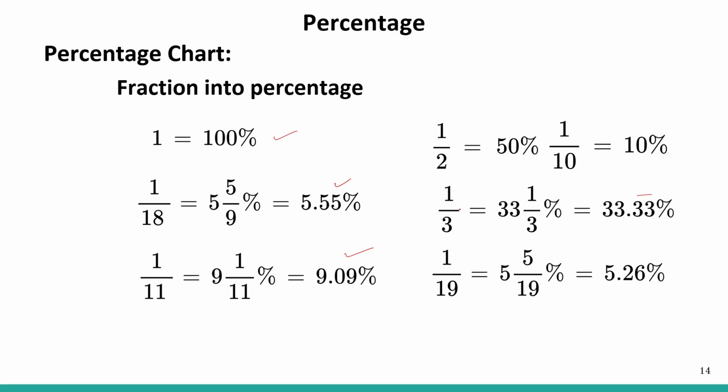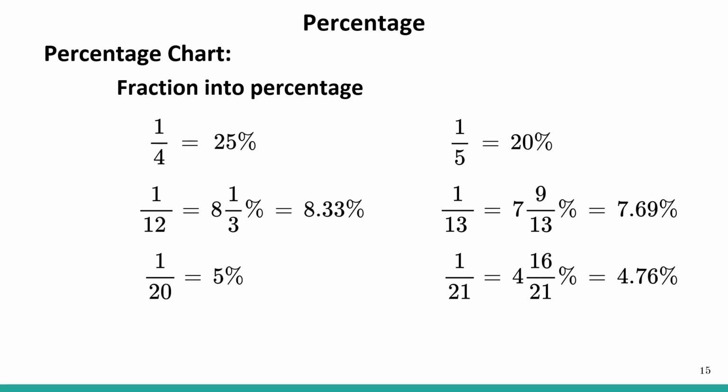1 by 2 is equal to what? It will be 50%, and 1 by 10 is 10%. Is there a mistake here? No, there is no mistake, there should just be a comma. 1 by 2 is 50%. 1 by 10 is 10%. So let's see the next percentage chart.